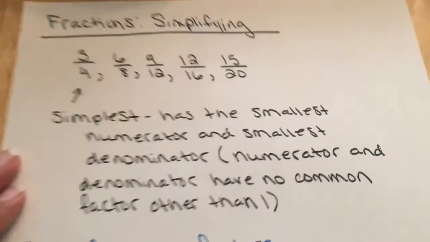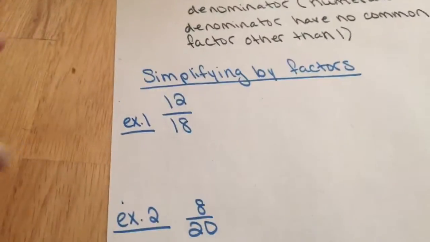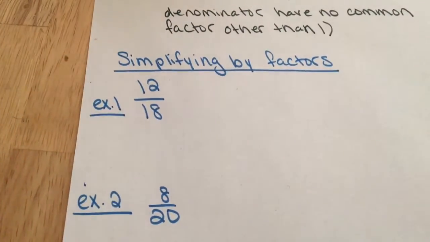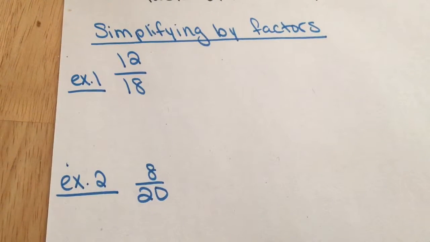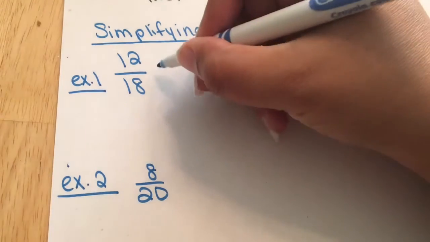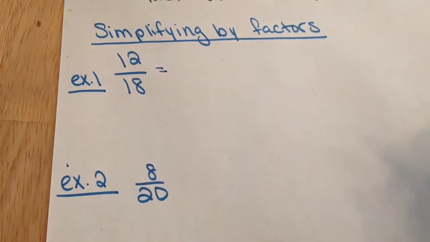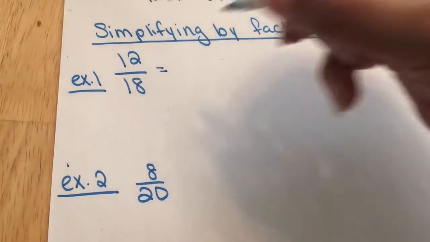So let's look. There are 3 ways we're going to be simplifying today. The first way we're going to simplify is by factors. So let's look at our first example. We have 12/18. So let's think about our factors of 12. Most of us hopefully will think of 2 times 6.